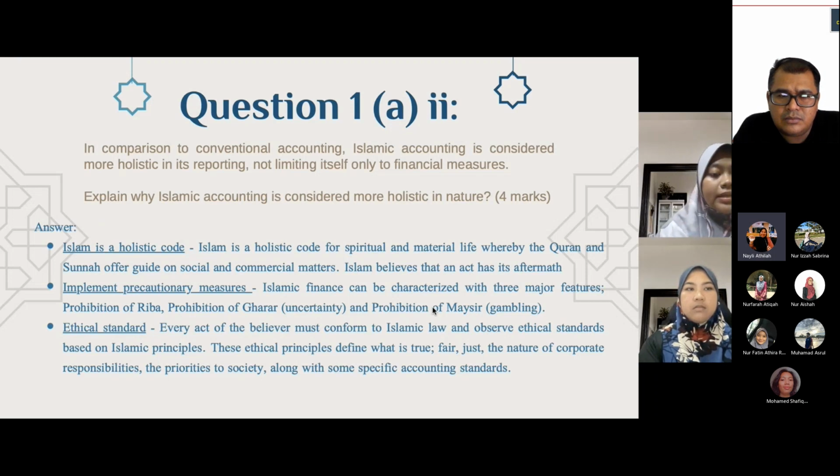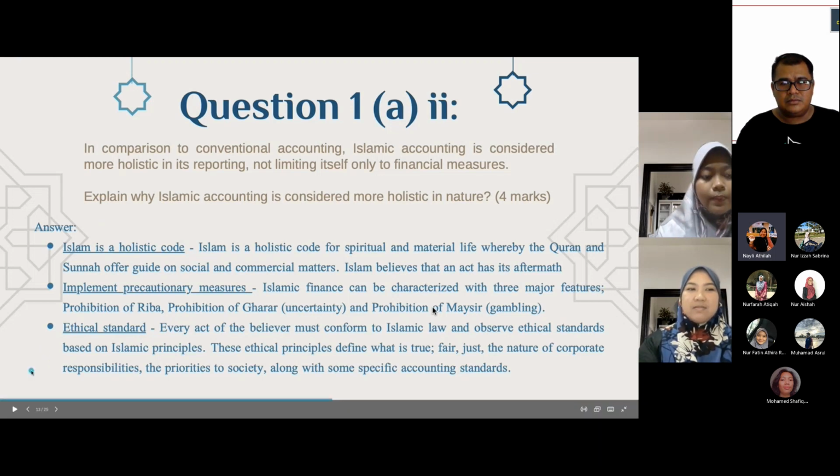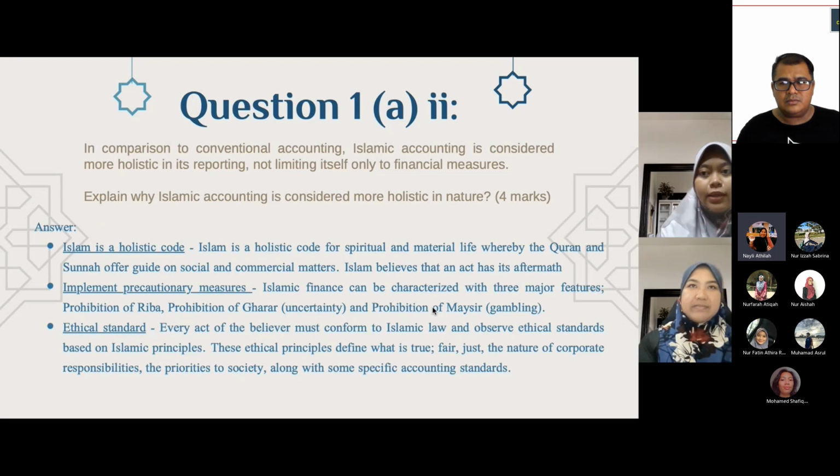And the last point is ethical standard. Every act of the believer must conform to Islamic law and observe ethical standard based on Islamic principle. This ethical principle defines what is true, fair, just, and the nature of corporate responsibilities, the priorities to society, along with some specific accounting standards. So I think that will be all for Islamic accounting from me, and I will pass the floor to Nadine. Thank you.